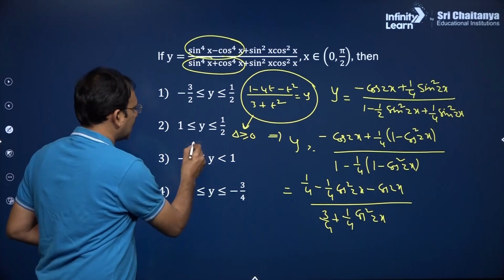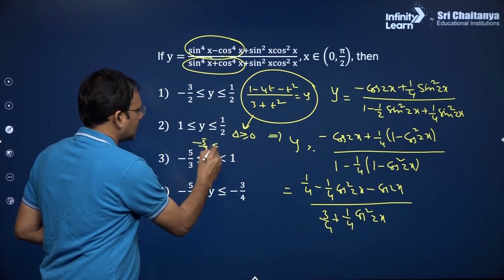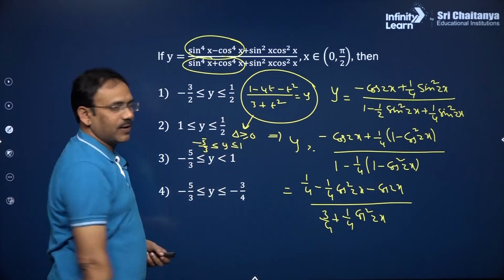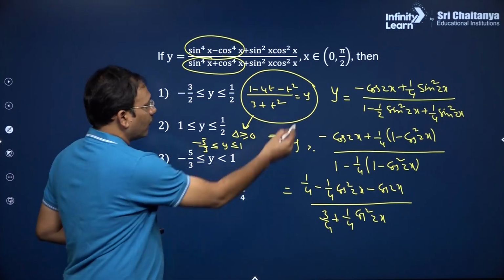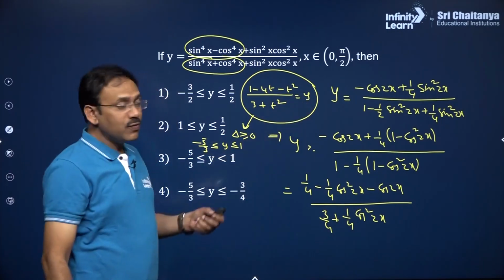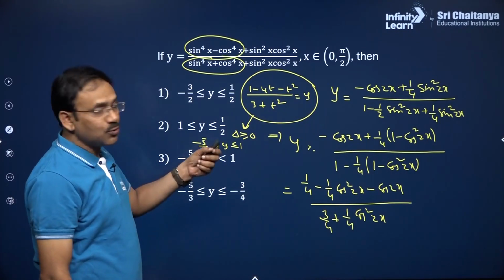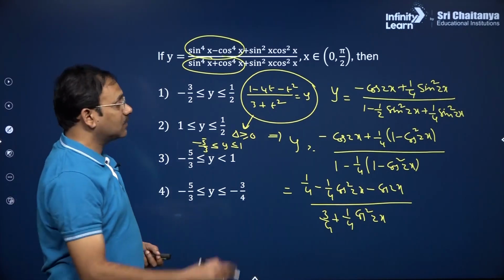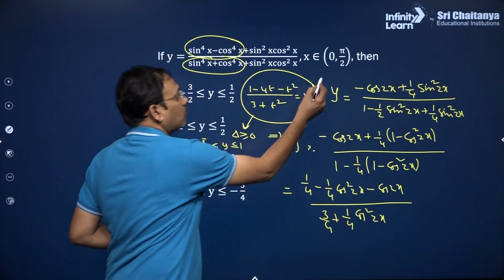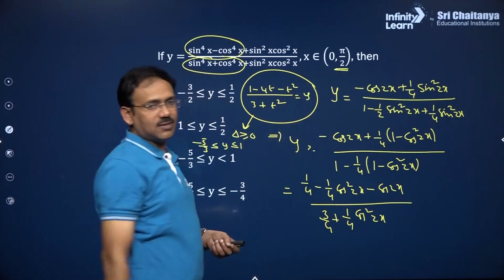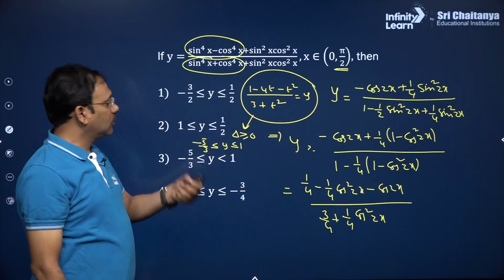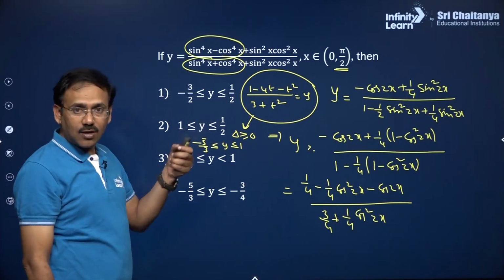You will get the result like minus 5 by 3 less than or equal to y less than or equal to 1. But friends, if y is equal to 1, you will get t is equal to minus 1, that is cos 2x is going to be minus 1, that means x is going to be pi by 2, but the domain is given as open pi by 2. So y is equal to 1 is not possible.